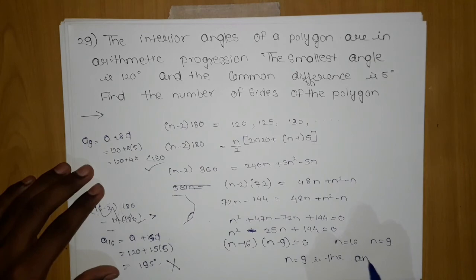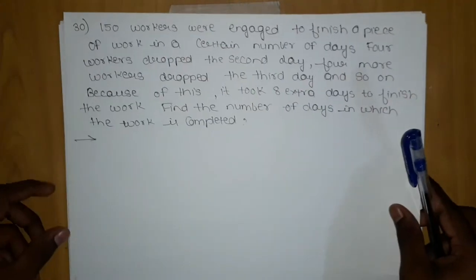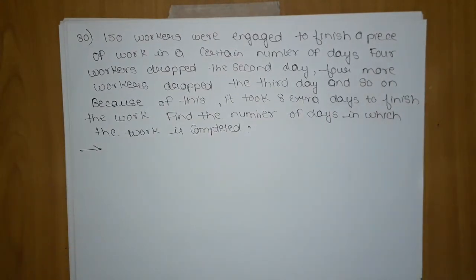Now let's move on to the next question, which is question number 30, which says as follows: 150 workers were engaged to finish a piece of work in a certain number of days. 4 workers dropped on the second day, 4 more workers dropped on the third day, and so on. Because of this, it took 8 extra days to finish the work. Find the number of days in which the workers completed the work.